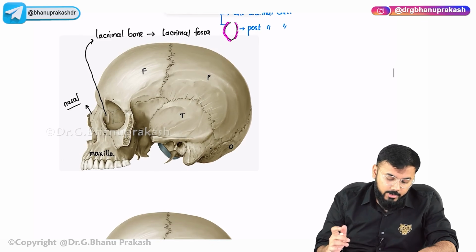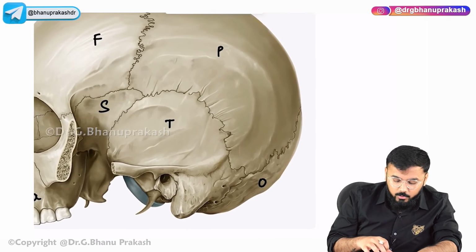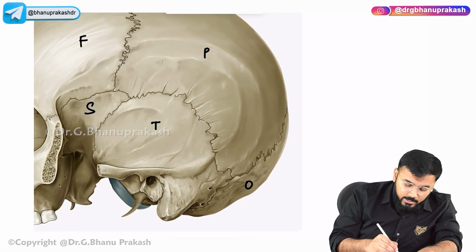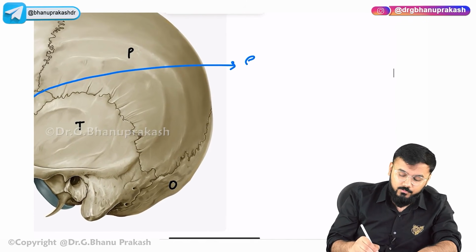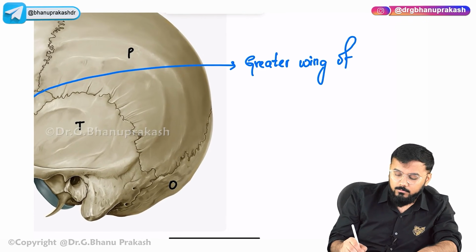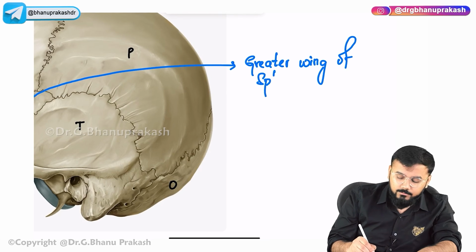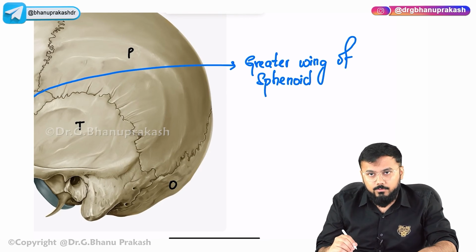Now next important thing, what is this particular bone over here? This is called as your sphenoid bone. Okay, so exactly speaking over here, what is this part of the sphenoid called as? This is called as your greater wing of sphenoid. This bone is called as a greater wing of sphenoid.